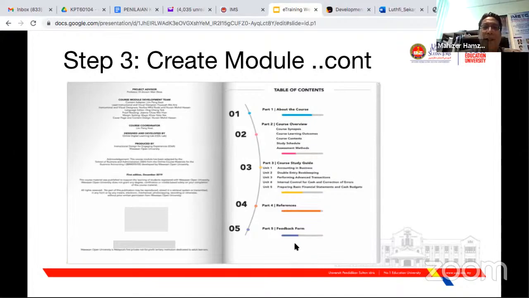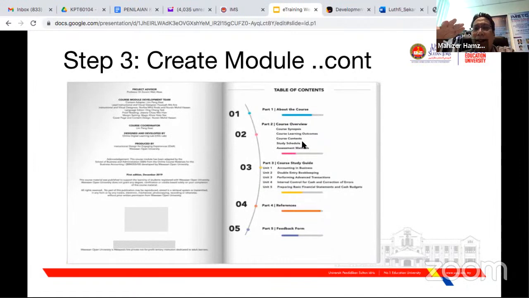This is the type that I mentioned just now. But for the content, maybe the first part is the course overview: course synopsis, course learning outcome, course content, then study schedule, and then the assessment method. Maybe they share with you about assessment.